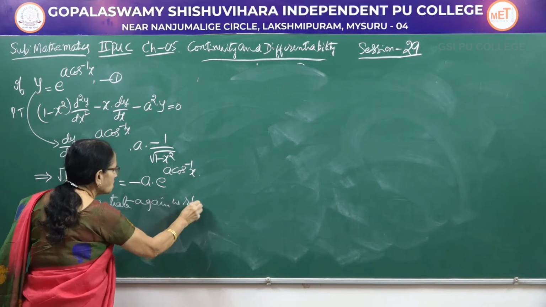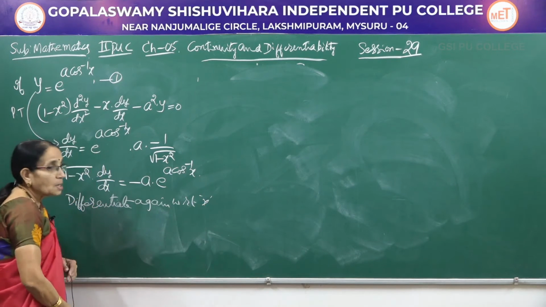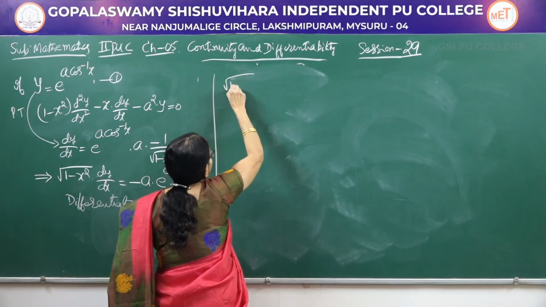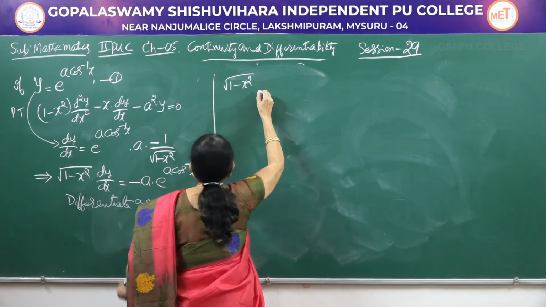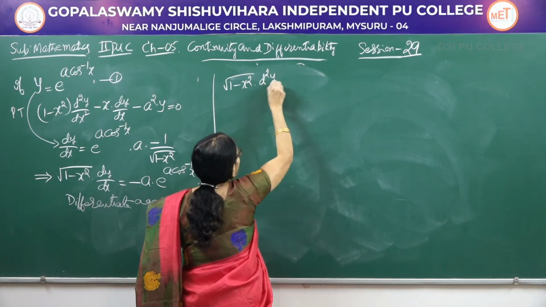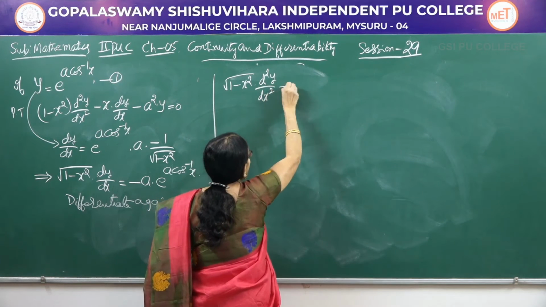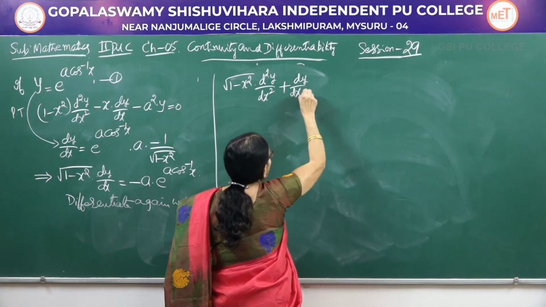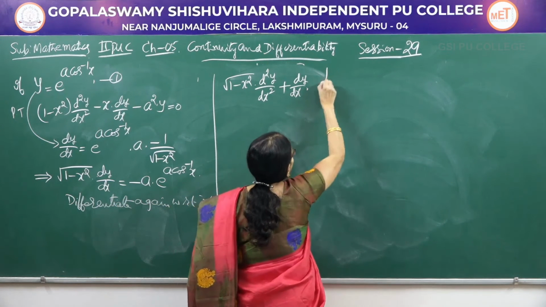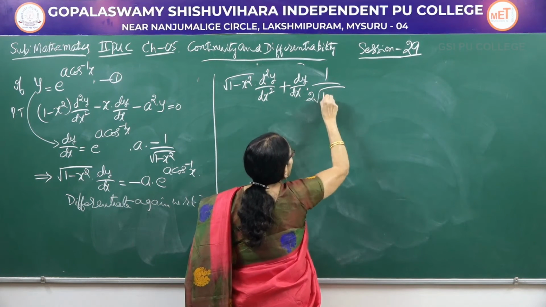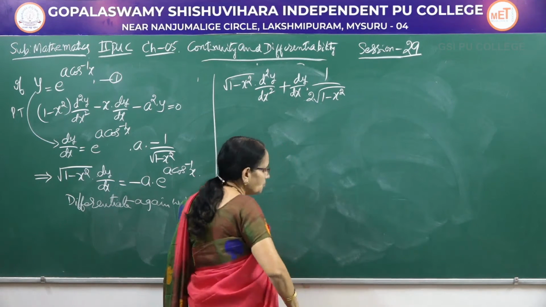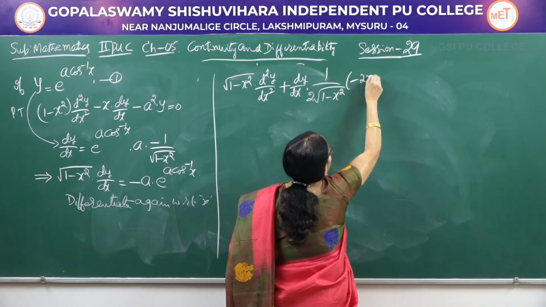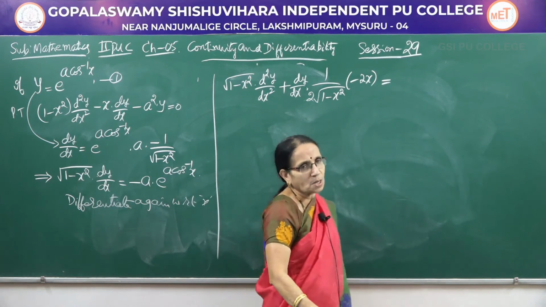Differentiate again with respect to x. On the left hand side, you have to apply the product rule. First function, root 1 minus x square into derivative of dy by dx becomes d square y by dx square, plus second function dy by dx into the derivative of root 1 minus x square, which is a composite function: 1 over 2 root of 1 minus x square, and for 1 minus x square it is minus 2x. So, the left hand side part is over.